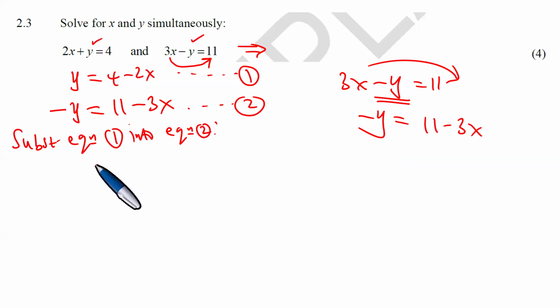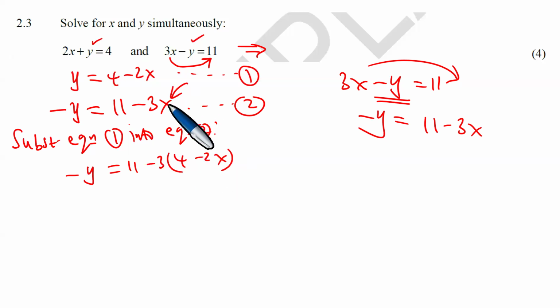Negative y equals 11 minus 3 into 4 minus 2x. I can see that we substitute in the place of y, because y is 4 minus 2x. So wherever there is y, we need to put 4 minus 2x. So y is here in the next equation, so in the place of y, we must put 4 minus 2x.